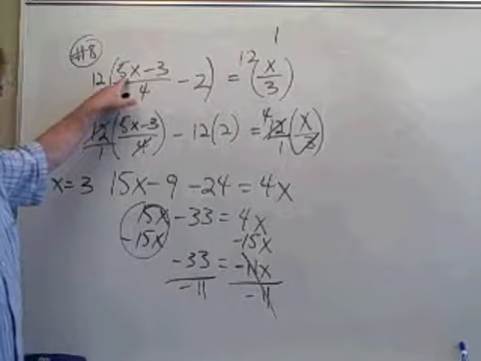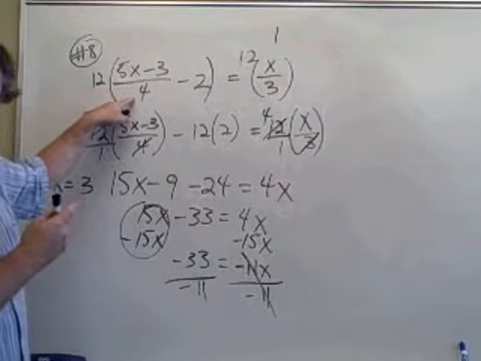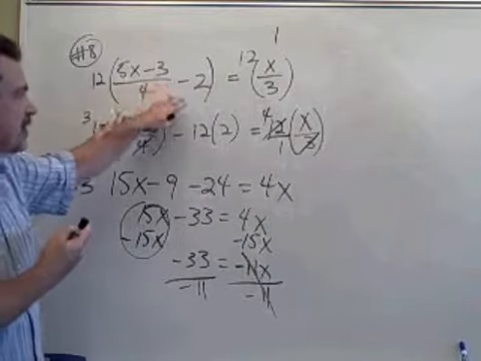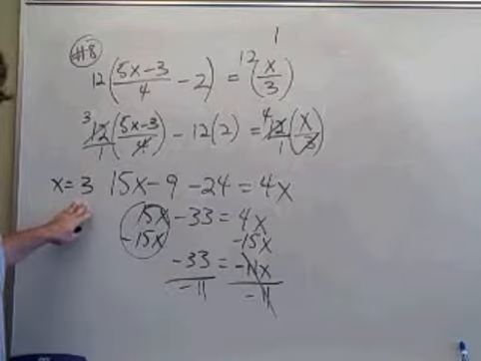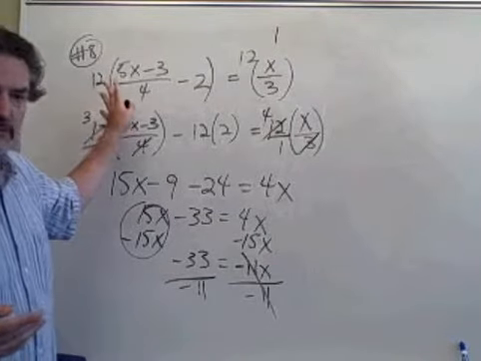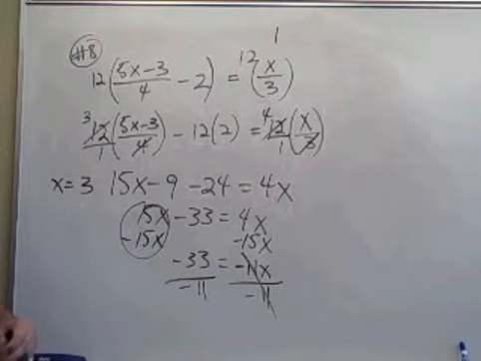3 times 5 is 15. 15 minus 3 is 12. 12 divided by 4 is 3. And 3 minus 2 is also 1. So indeed, that value of x makes the left-hand expression's value the same as the right-hand expression's value. That's what it means to have found the solution to an equation.